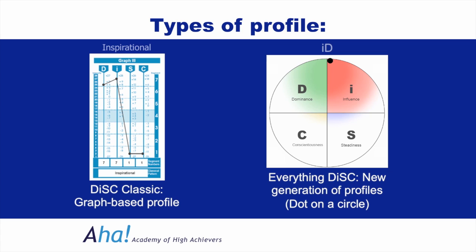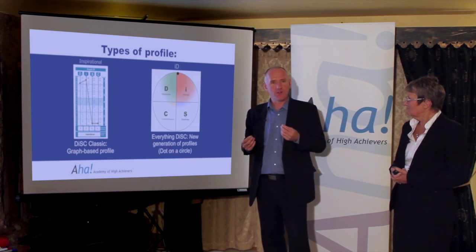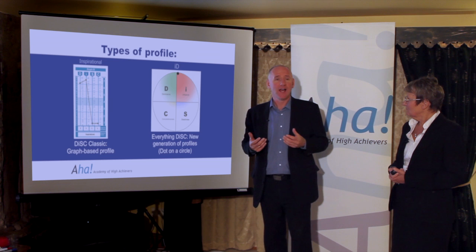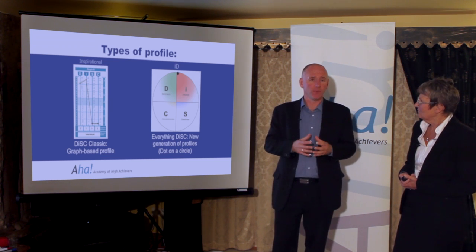And now there's a new breed of profiles. It's called Everything DiSC, and you can see that instead of a graph, it's actually now showing up as a dot on a circle. The feedback is incredible. People are really finding it very intuitive to understand where they fall on the DiSC model, and also where others who they're wanting to influence and interact with fall too. So it's very easy for people to see the relationship between themselves and others, and very easy for them to see the stretch that they need to make in order to connect better with other people.